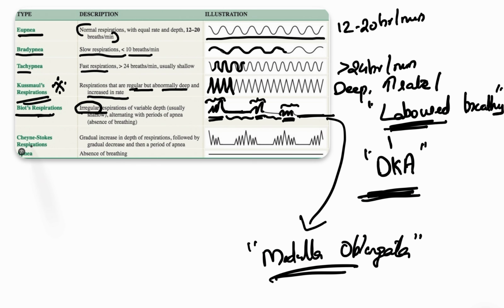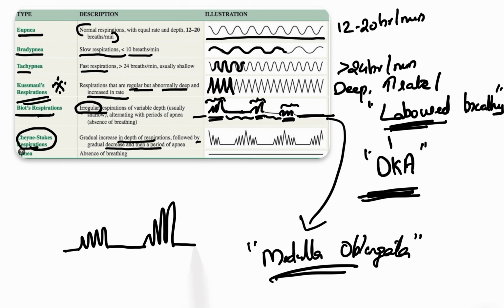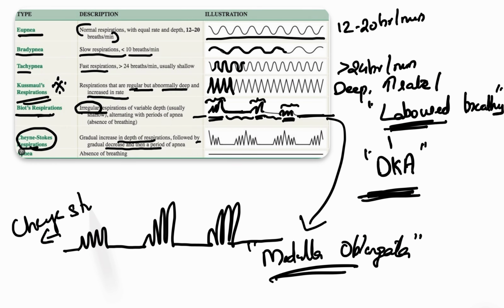The next one is Cheyne-Stokes respiration. Cheyne-Stokes respiration is a gradual increase in depth of respiration followed by a gradual decrease and then a period of apnea. That is the difference between Biot's and Cheyne-Stokes. Again a gradual increase of breathing, gradual decrease, and then apnea. In Cheyne-Stokes respiration, there are alternating periods of deep and shallow breathing followed by apnea.